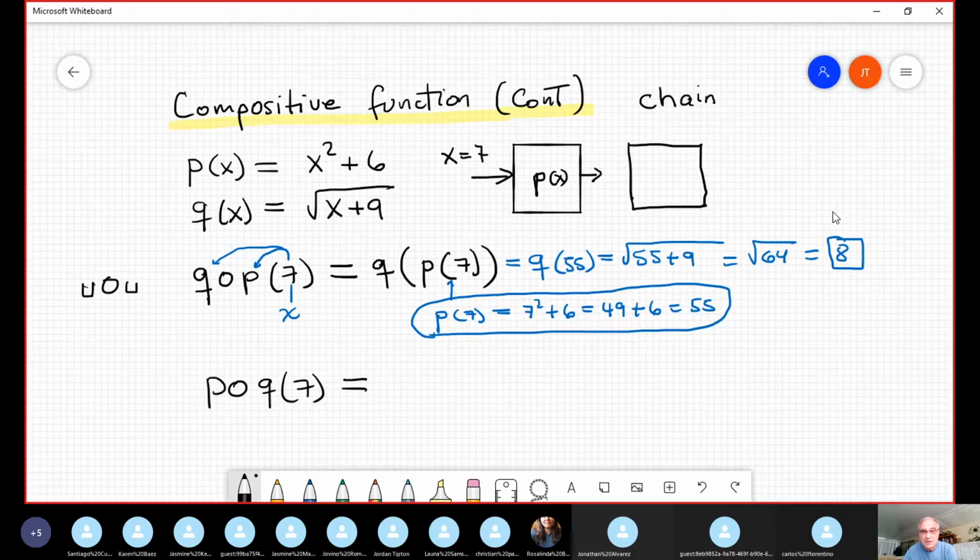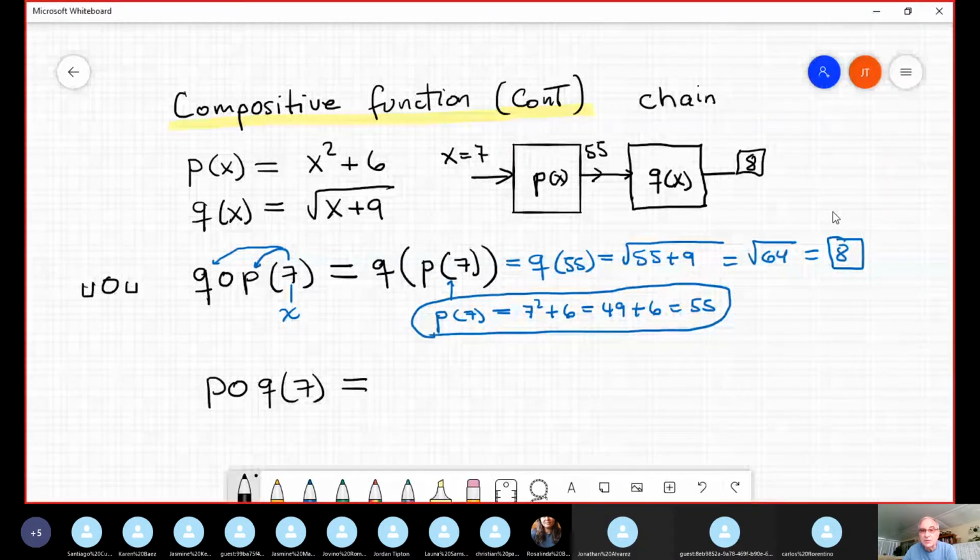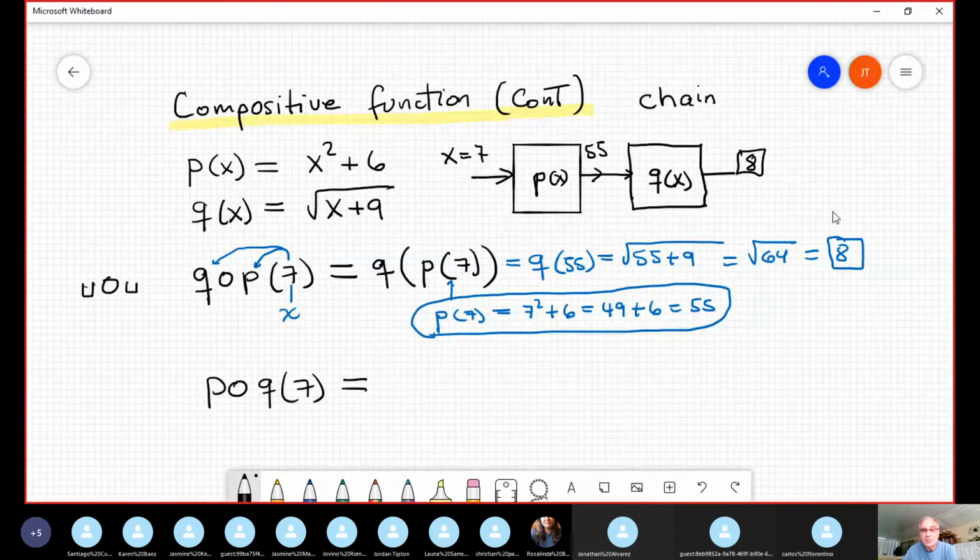I did that, and the answer was 55. And 55 gets inside the second box. The second box is Q, sorry. And Q is square root of something, and the answer is 8. This is the sequence. In this case we have two functions, but in general we can have 2, 3, 4, 5. It's a chain of functions. Do you understand the idea, or is it confusing? Clear or confusing?